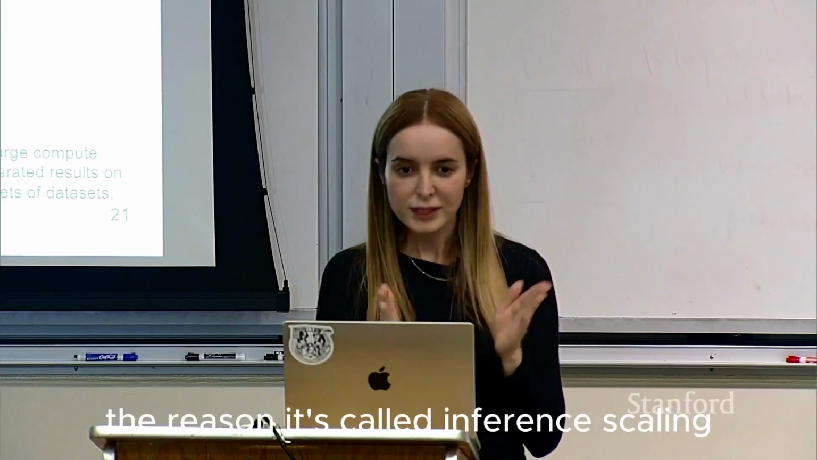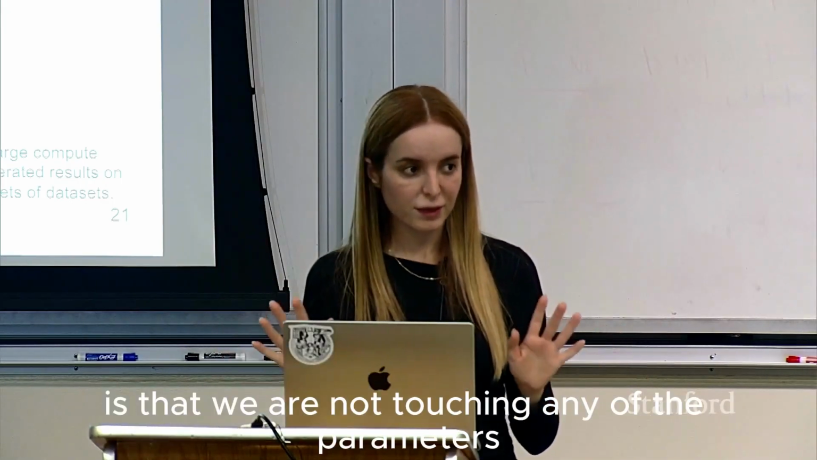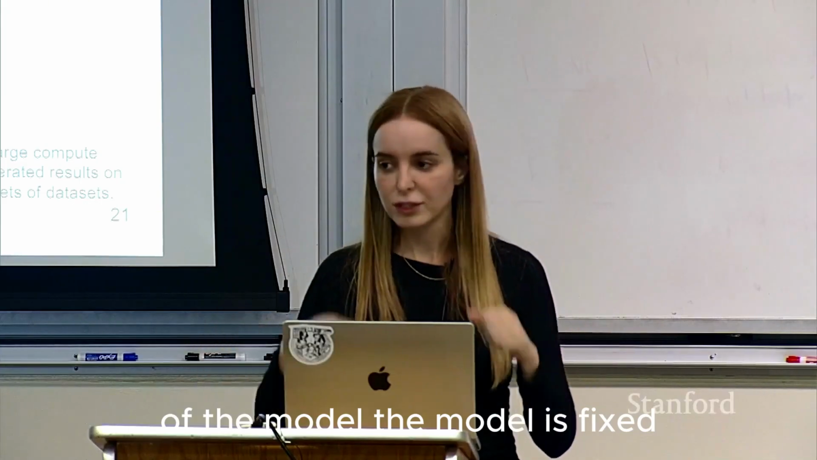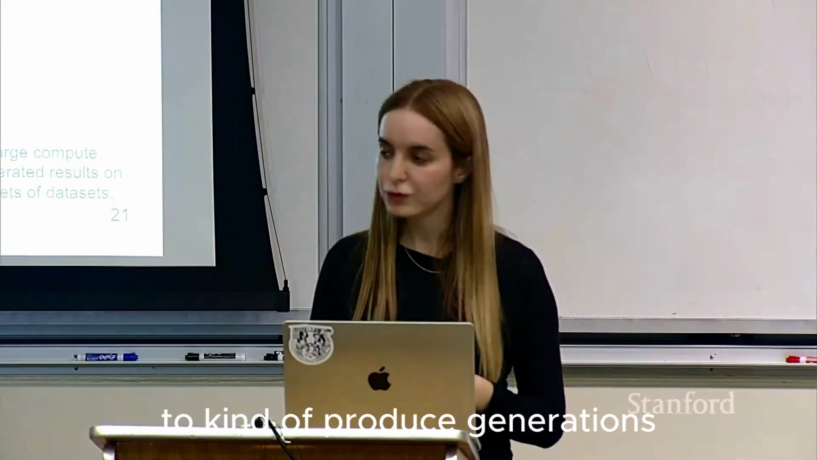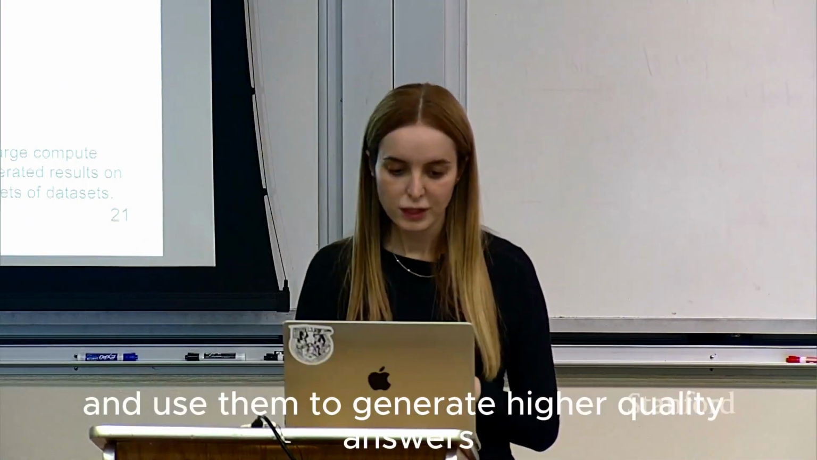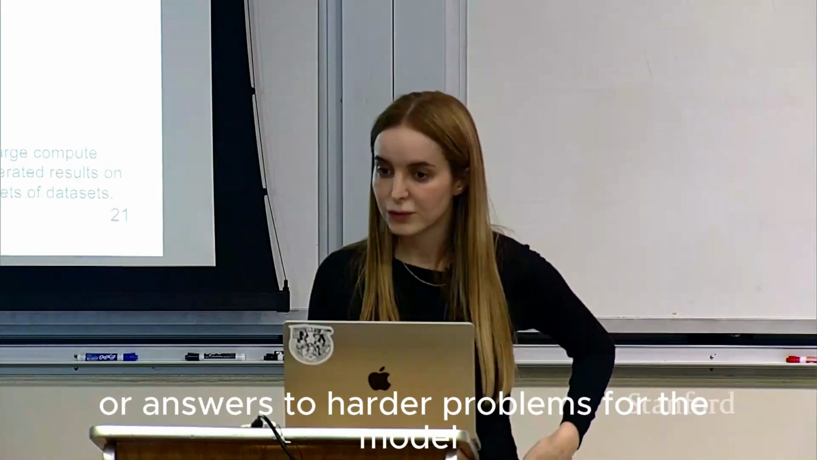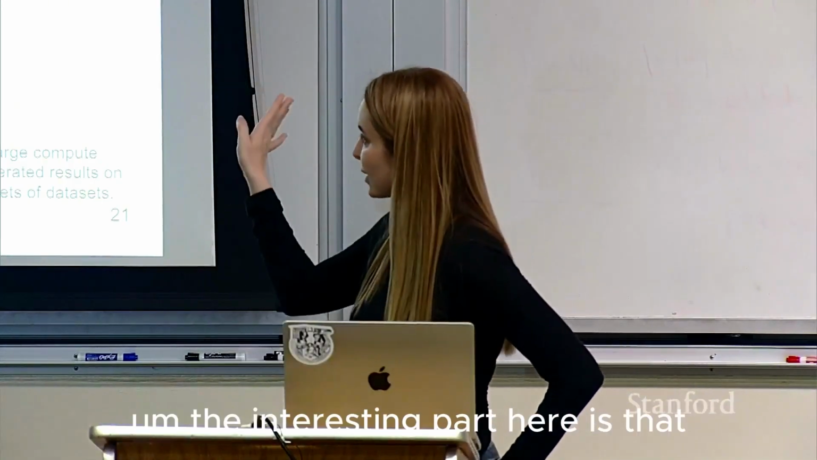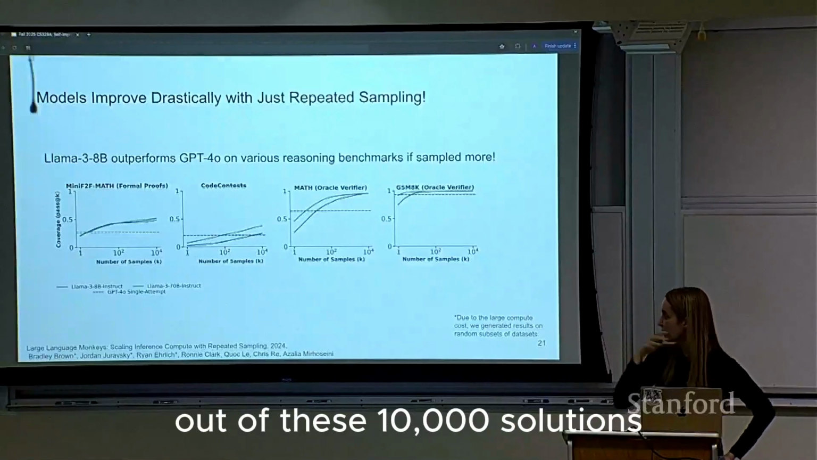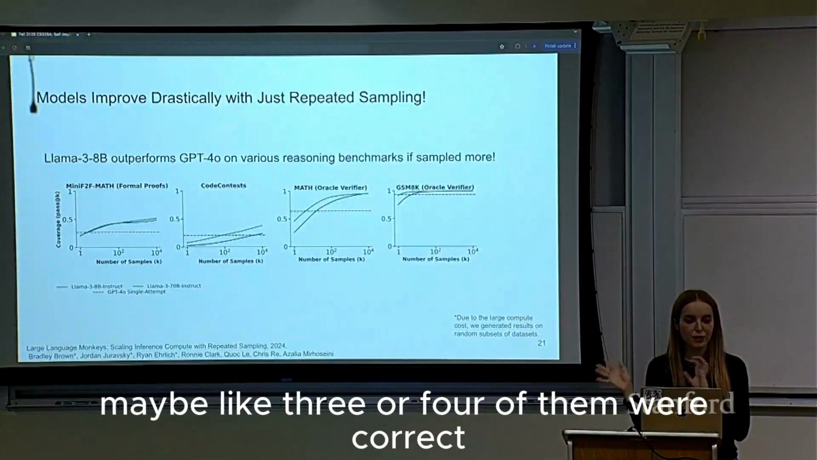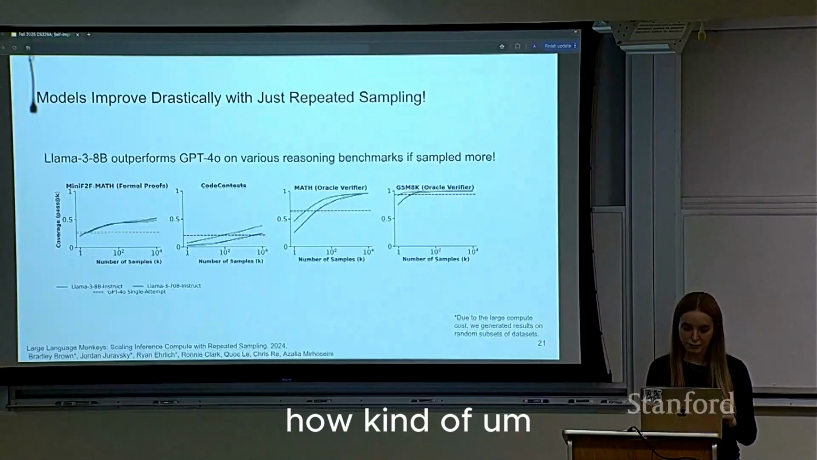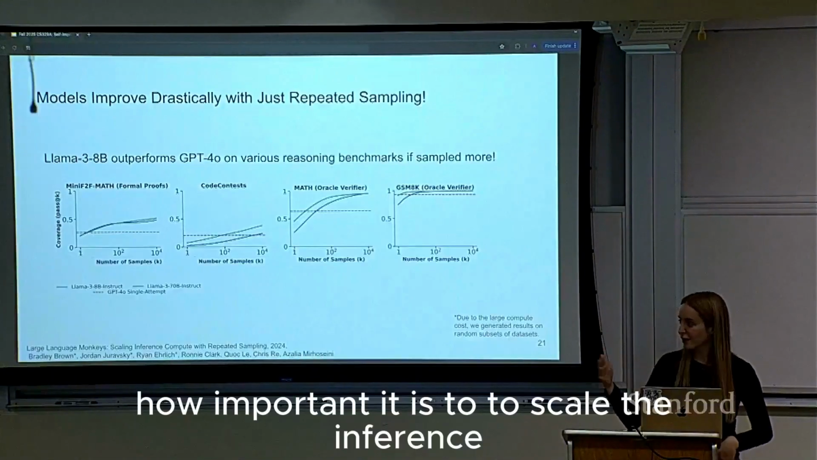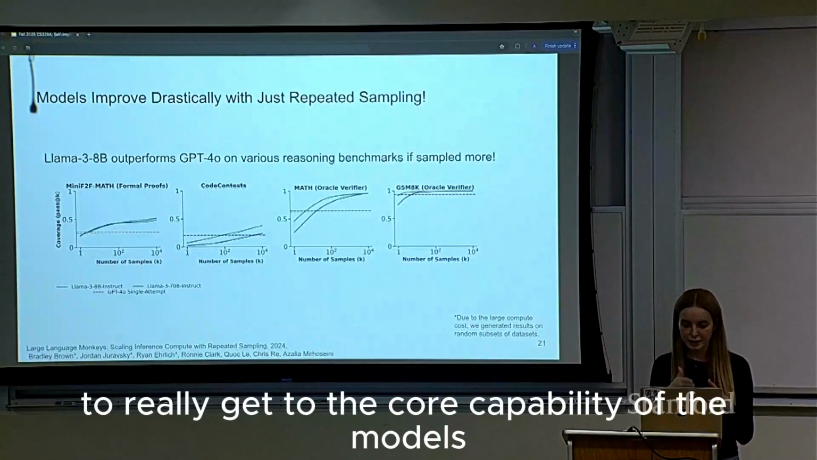And the reason it's called inference scaling is that we are not touching any of the parameters of the model. The model is fixed, and at inference time we are creating different ways to produce generations from the model and use them to generate higher quality answers, or answers to harder problems. The interesting part here is that for some of these problems, out of these 10,000 solutions, maybe like 3 or 4 of them were correct for a single problem. So it shows how important it is to scale the inference to really get to the core capability of the models.